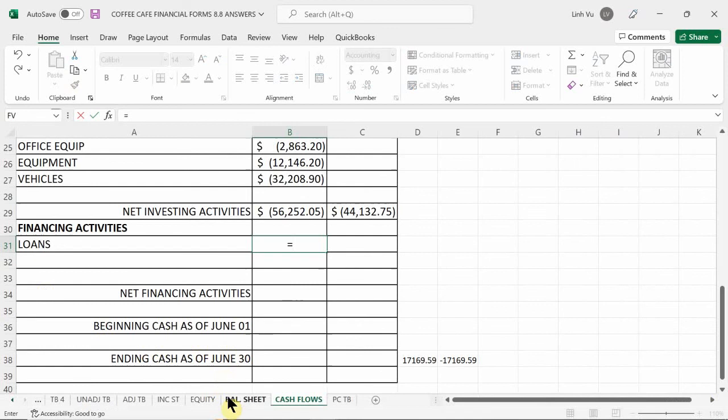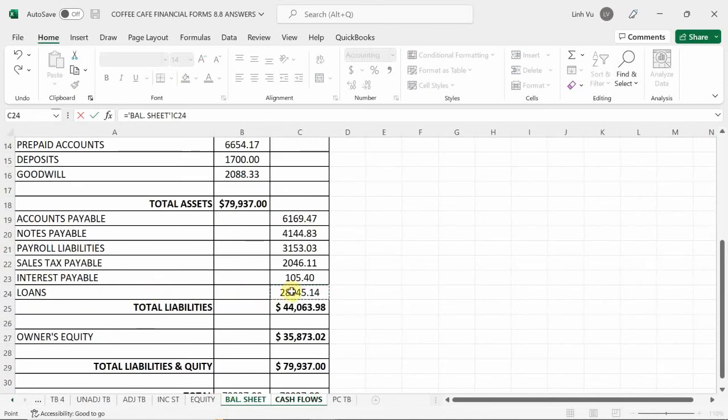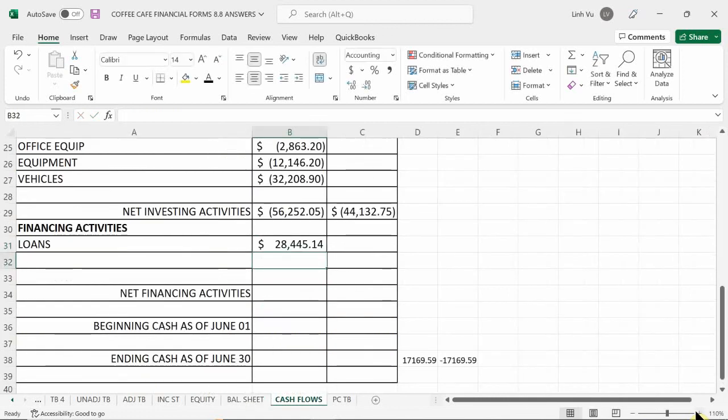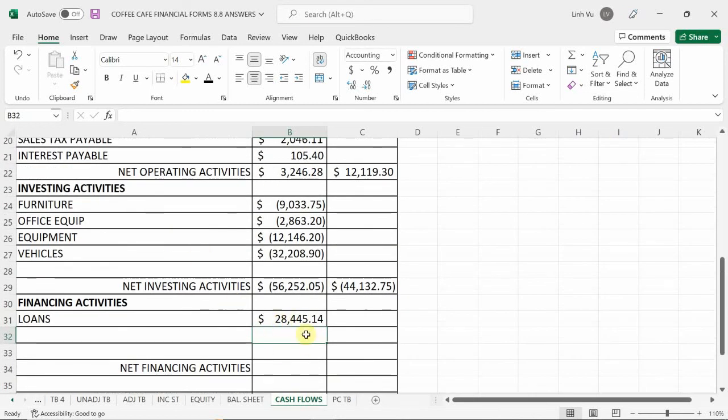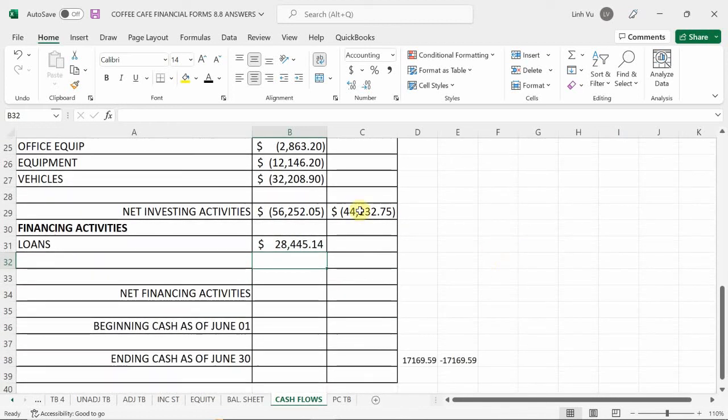Right now, let's see what my balance sheet says. I am outstanding $28,445.14. Here's why I didn't receive the 29,000: a portion of this money is in your accounts payable. Remember when we recorded our bill? That section's already in your accounts payable. So the loan, you end up borrowing $28,445 as of right now. That is money that you received.